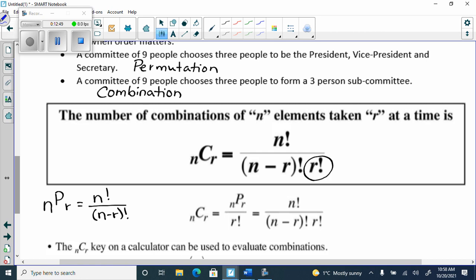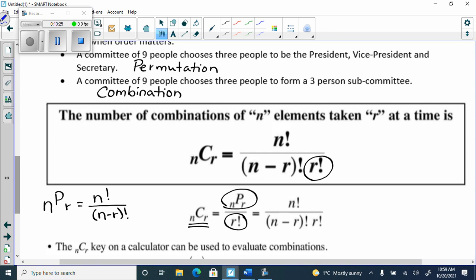When we divide by something factorial on the bottom, why do we do that? We've been doing that. Why did we do that? It's getting rid of what? Why do we do the factorial on the bottom? When have we been dividing by factorials? Getting rid of repetitions, correct? Getting rid of the repetitions. So why would I do the permutation formula and divide by r factorial to get the combination formula?